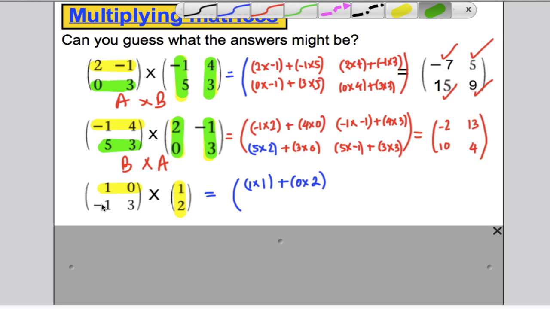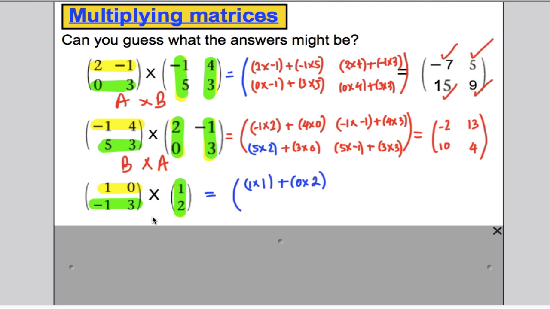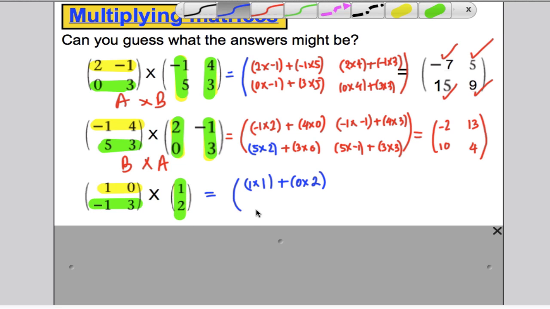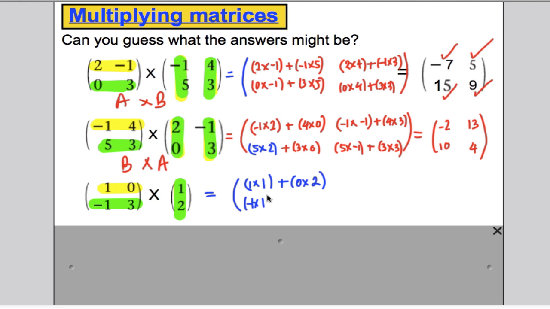And for the bottom one, I would do that multiplied by that. So I would do -1 times 1 plus 3 times 2. And I get the answer. 1 times 1 is 1 plus 0, so I get 1, and I get -1 times 1 is -1 plus 6, I would get 5.